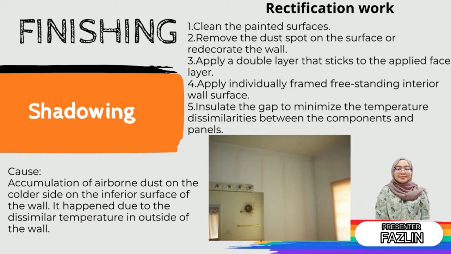For the rectification work for this defect, firstly clean the painted surfaces, remove the dust spots on the surface or redecorate the wall, apply a double layer that sticks to the applied face layer, apply individually framed freestanding interior wall surface, and insulate the gap to minimize the temperature dissimilarity between the component and panel.